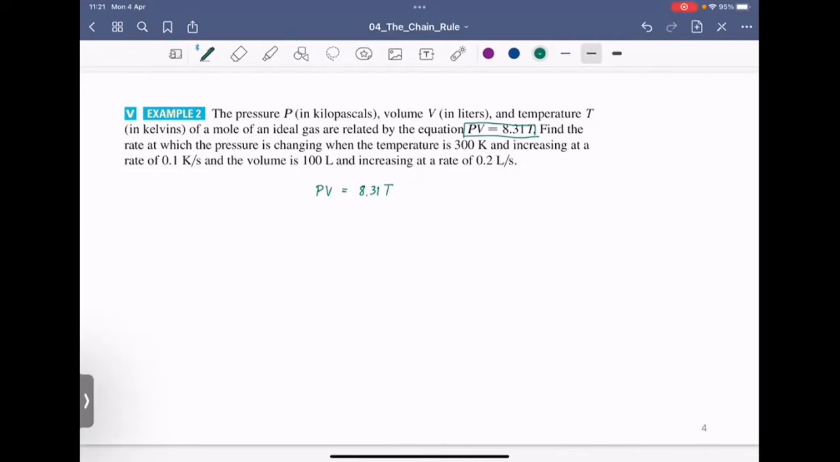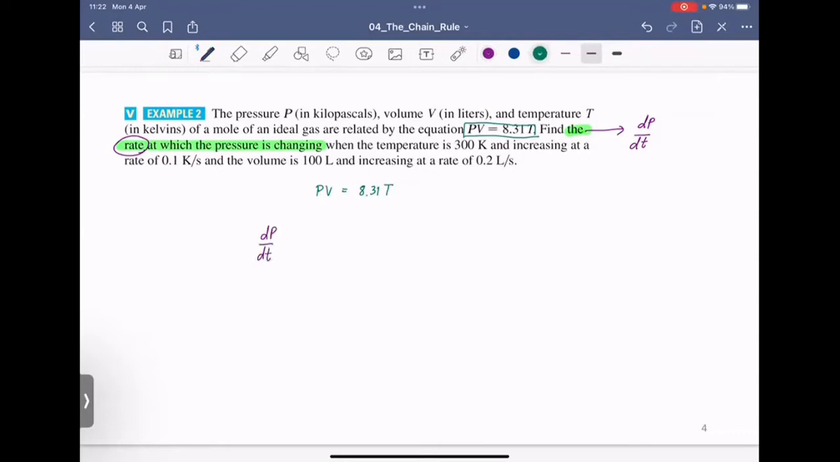Okay, so let's look at the question. The question said to find the rate at which the pressure is changing. Well, this means they want to find dP/dt. The thing that I highlight here, the rate at which the pressure is changing, this one means dP/dt. When you read the question and they ask you the rate, that means the differentiation. This is from just the basic background from Cal 1. So basically they ask you to find dP/dt.